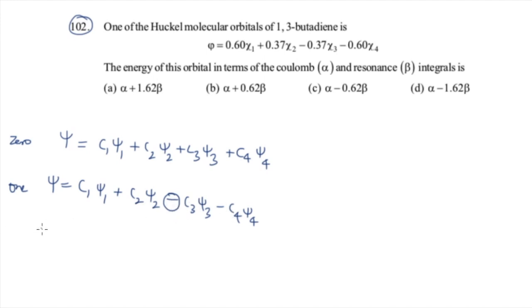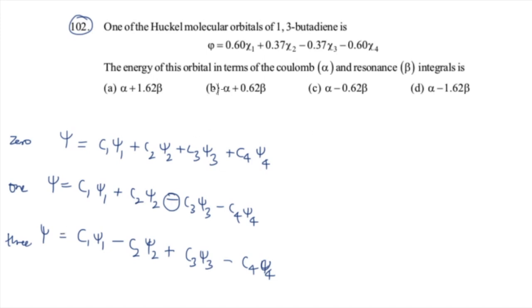Okay, if it is like psi equals C1 psi 1 minus C2 psi 2 plus C3 psi 3 and then minus C4 psi 4, in that case you will be having 1, 2 and 3, so you have 3 nodes over there. Okay, so this is how it has to be done.